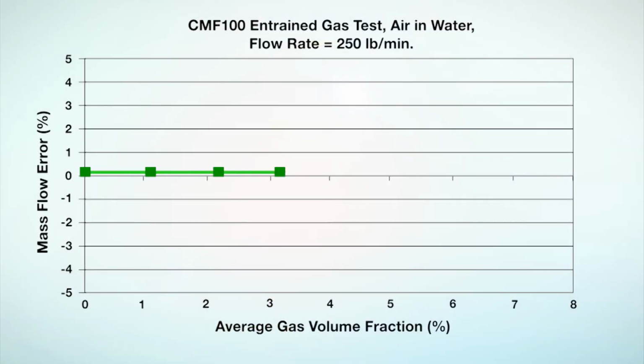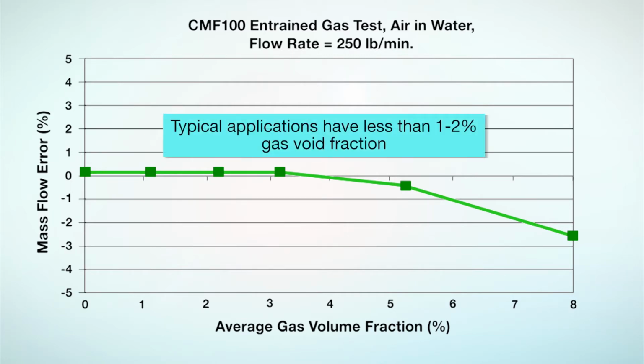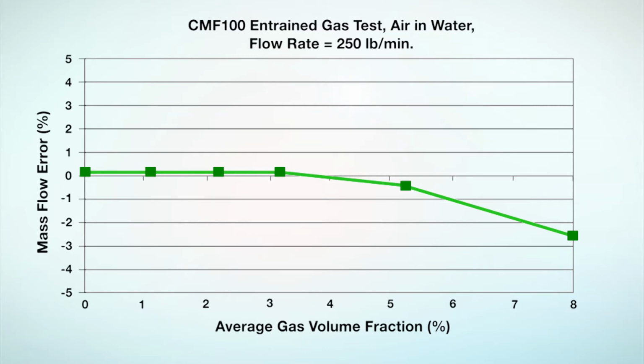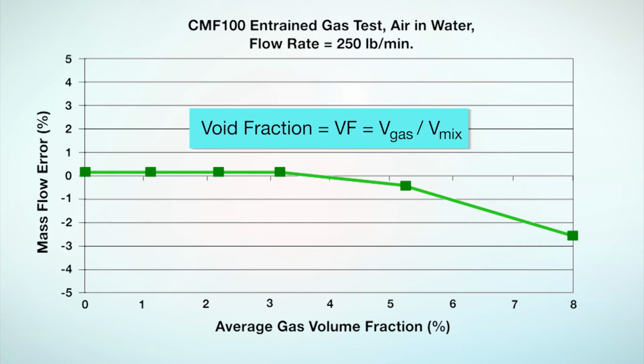This plot shows the performance of a Micromotion Elite Coriolis meter in a typical entrained gas application. The y-axis shows percent mass flow error, and the x-axis illustrates average gas volume fraction. Typical applications have less than 1 or 2% gas volume fraction. Laboratory data shows that for water at a flow rate of 250 pounds per minute, measurement performance of better than 1% is achieved with volume fractions of less than 5%.